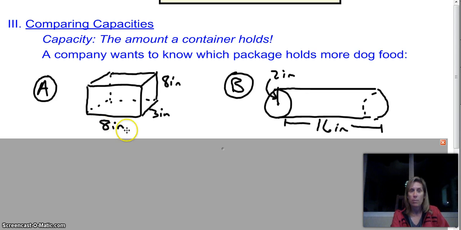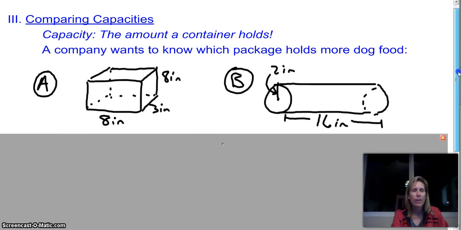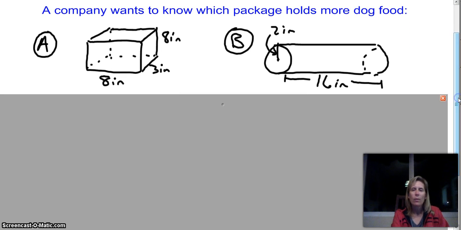Figure A is a box. Figure B is a cylinder. Which one holds more dog food? What will we do? Well, we will find out how much it holds. And another word for that is volume.